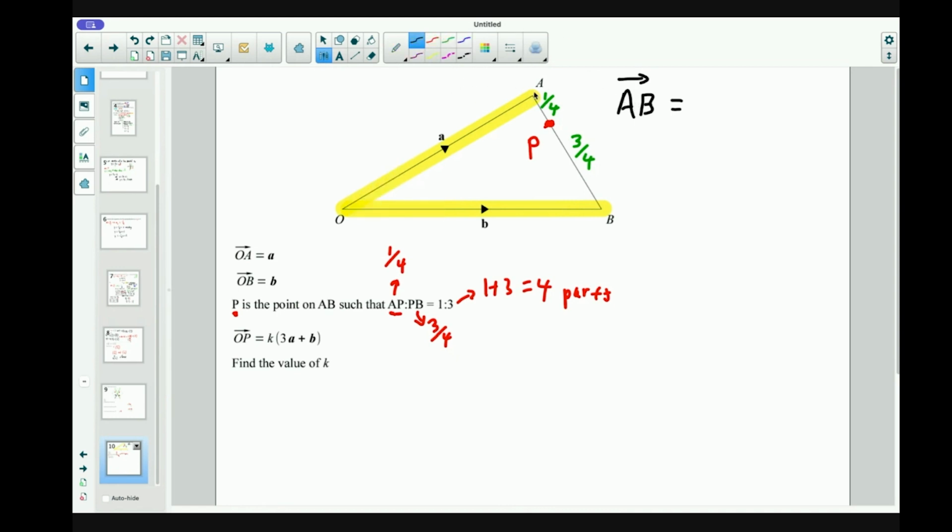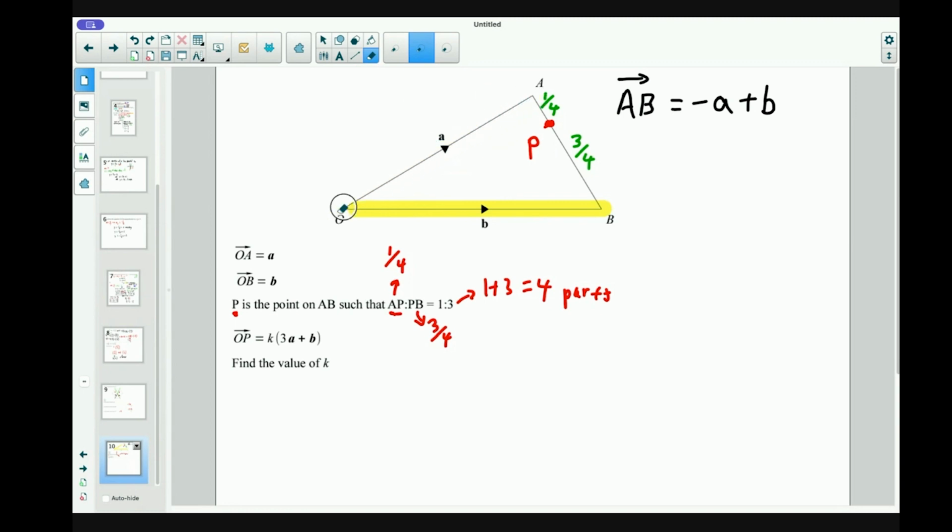So in this case, vector AB is simply going to be negative A plus B. Okay, so hopefully that part makes sense. So vector AB is just negative A plus B. All right, so that's my first step. My next step is to now look at that vector OP. Okay, so I'm going to get rid of this over here. Oops, I don't want to erase that.